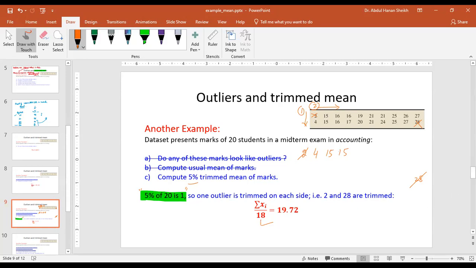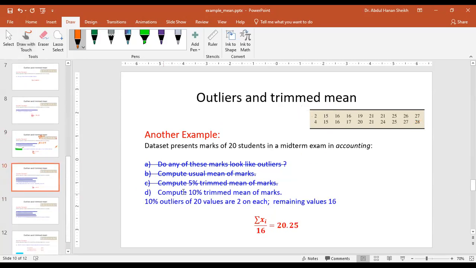This will be more clearer if you just look at this part D, which says compute the 10% trimmed mean of the marks. Now the total number of marks is 20. 10% of 20 is 2, and on each side, so 10% outliers on each side means 2 on the minimum side and 2 on the maximum side. So we will just use these values to compute the normal mean, and we will divide by 16. This is our 10% trimmed mean.